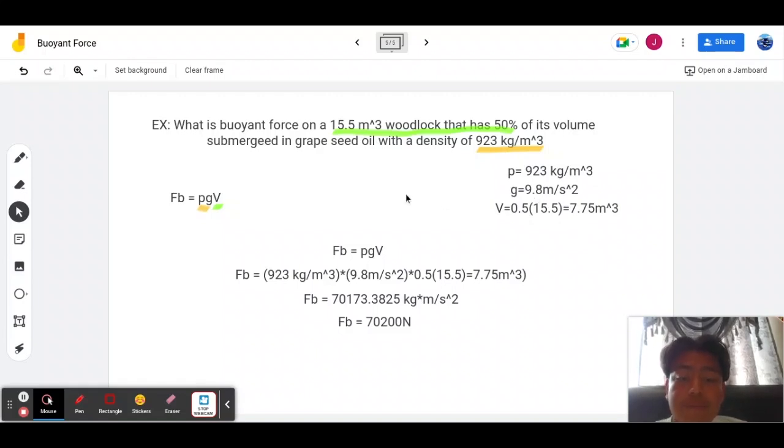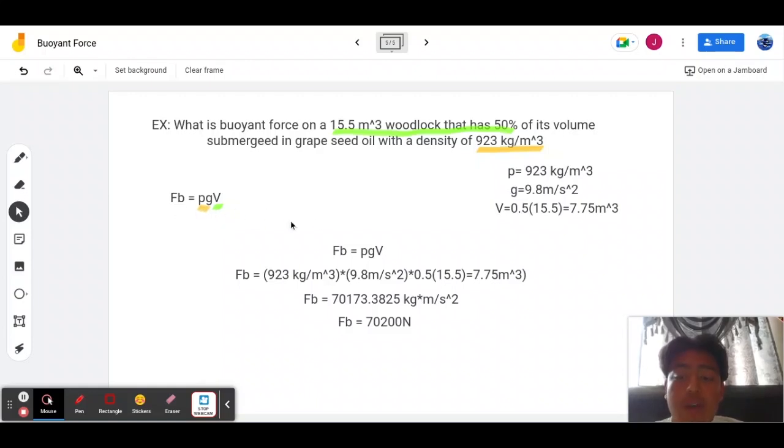After we have that, we already know what P is. G is gravitational acceleration, which is 9.8. And then we're going to use the buoyant force equation.